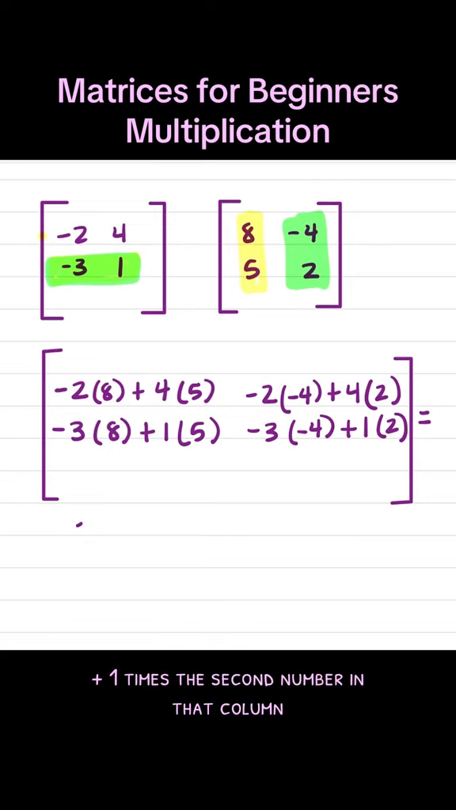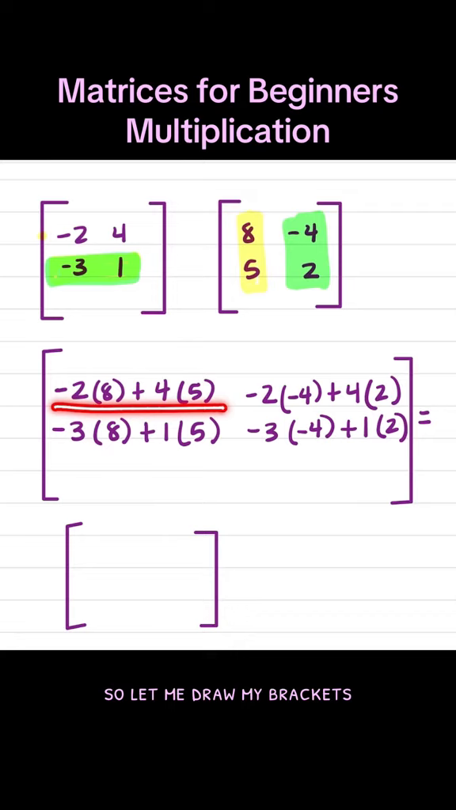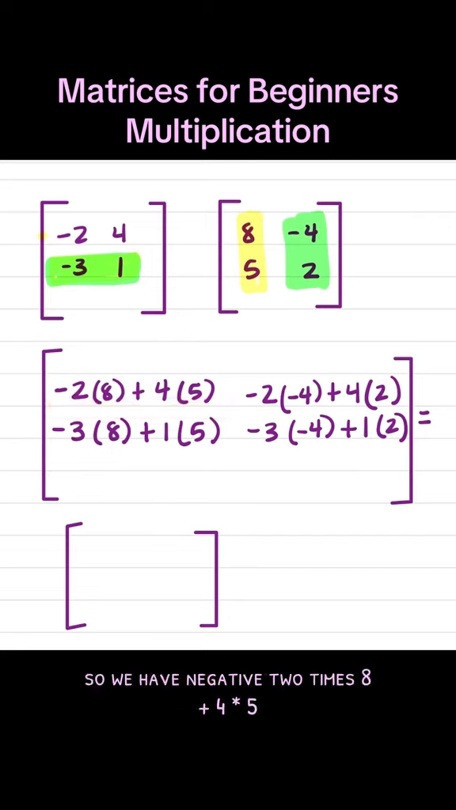So let me draw my brackets. And then let's simplify each expression. So we have -2 times 8 plus 4 times 5. Well, that's -16 plus 20, which we know is going to be 4.